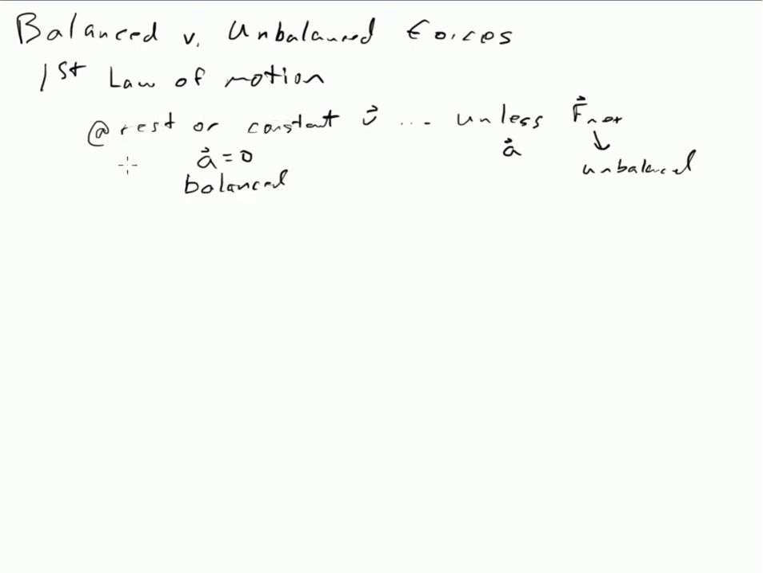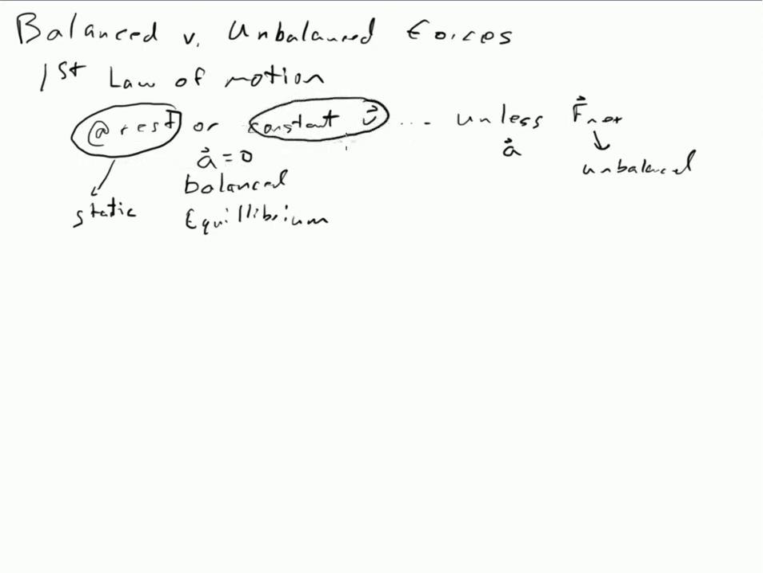Now, another way we talk about the idea of balanced is the word equilibrium. So we can have balance, we can call that also equilibrium. And when we talk about equilibrium, we have two different kinds. We have at rest, which means static. We have static equilibrium when the object's at rest, just sitting there. And when it's constant velocity equilibrium, we'll call that dynamic. So we can have a static and a dynamic equilibrium here.